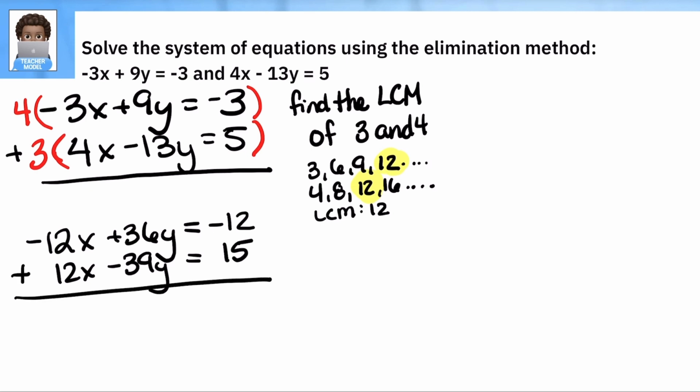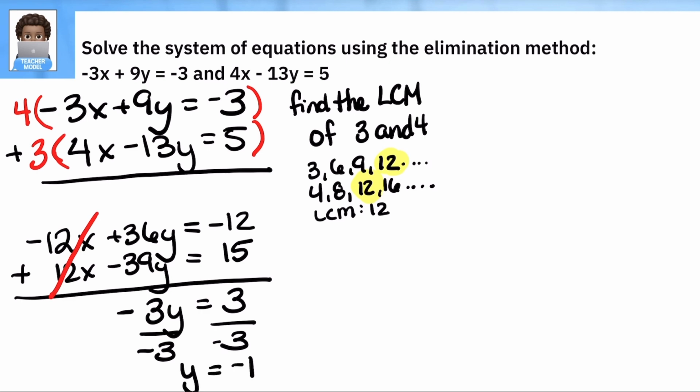Let's add these up. We could already see here's our zero pair, which is what we wanted. And 36 plus negative 39, I'm going to end up with a negative 3y. And negative 12 plus 15, I'm going to end up with a positive 3. Okay, so divide by negative 3, y is equal to negative 1. So awesome sauce, we figured out what the y is equal to.